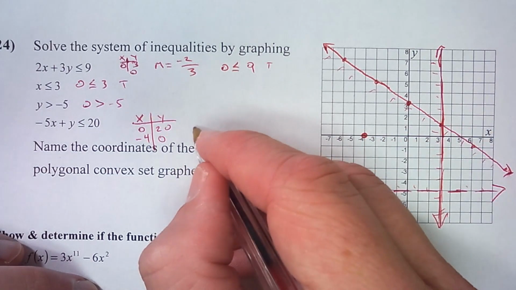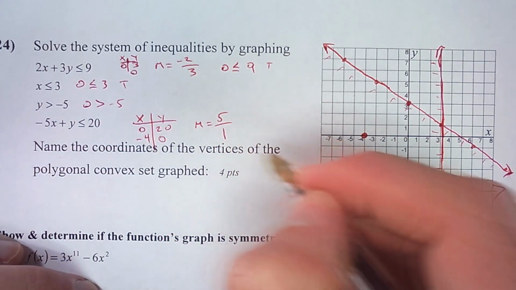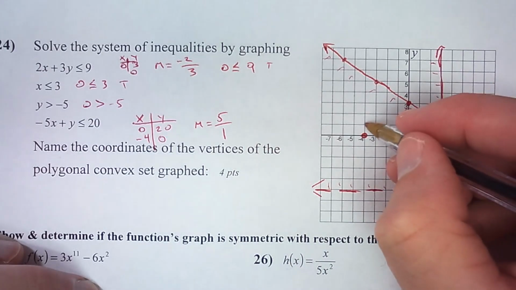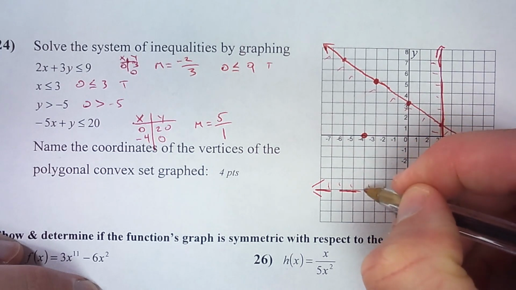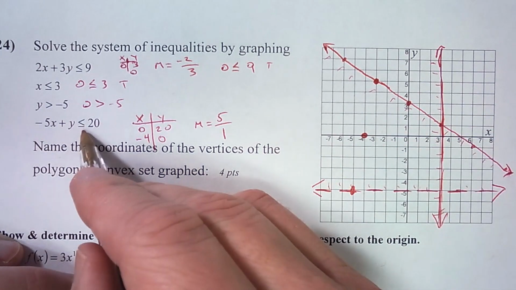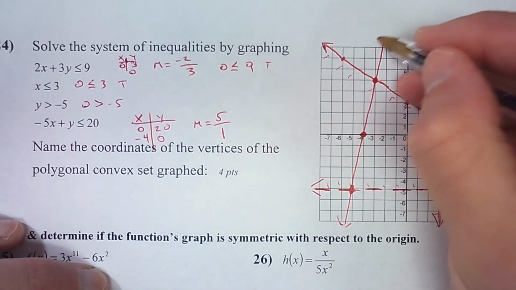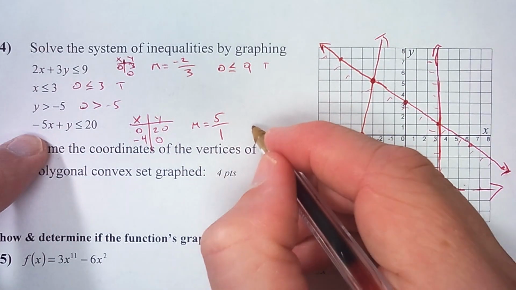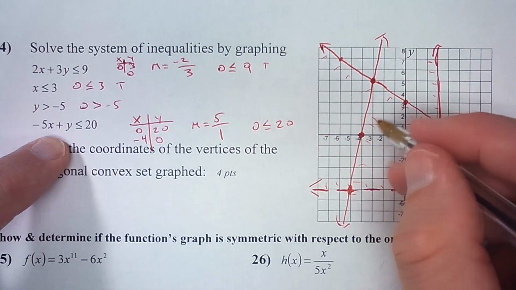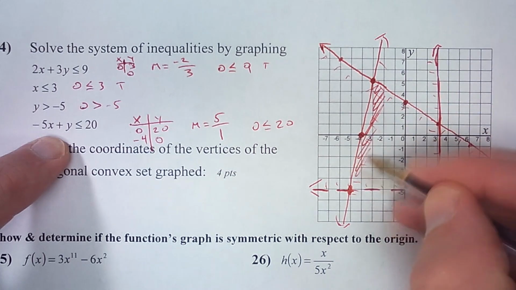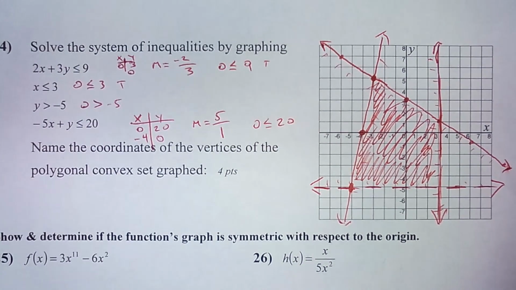From there, let's find the slope. M equals the opposite of A, which is +5, over B, which is 1. So the slope is 5. So up 5, and right 1, and down 5, and left 1. And it is underlined, so I will make it a solid line. And when I plug in the origin, I get 0 plus 0 is less than or equal to 20. That is true. So this one shades toward the origin. So every one shades toward the origin, and it's this region that got shaded all 4 times.